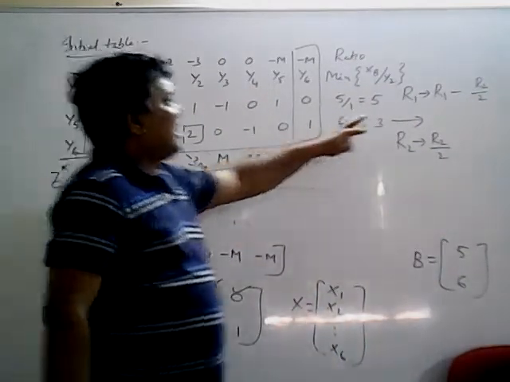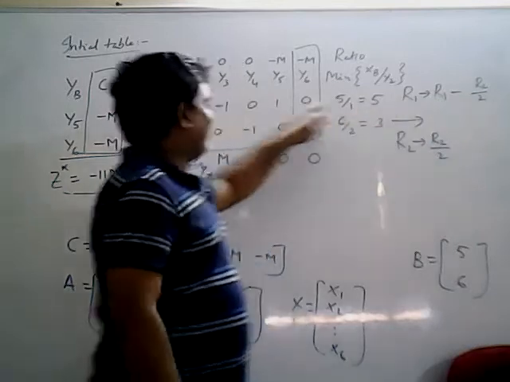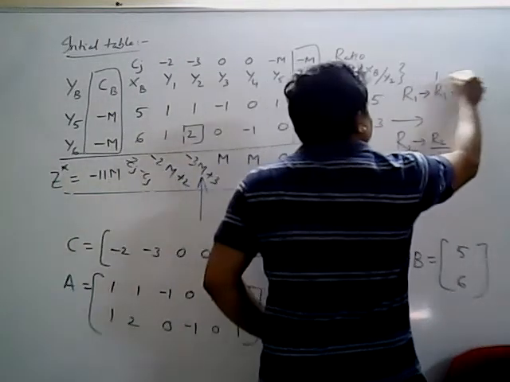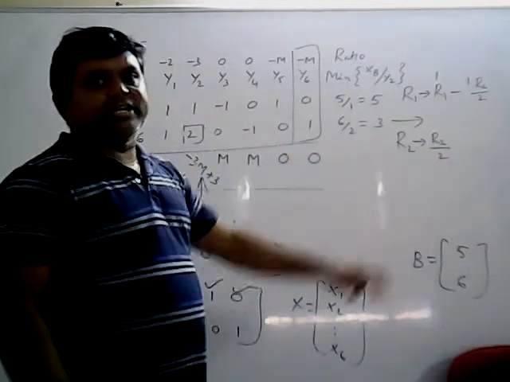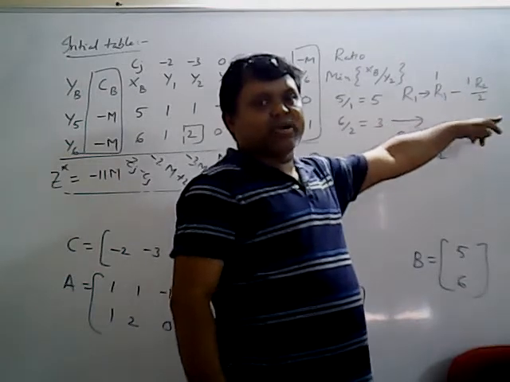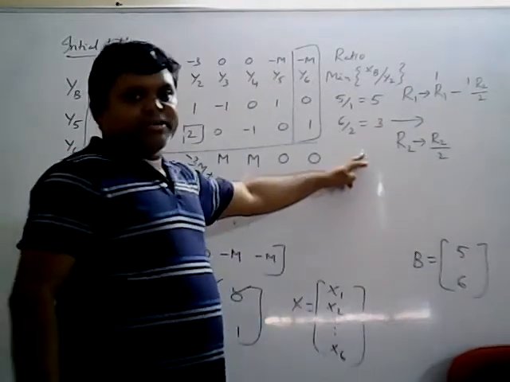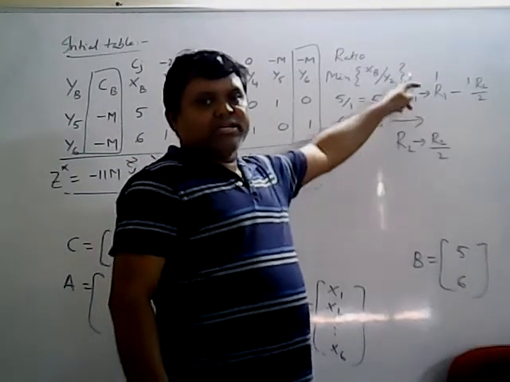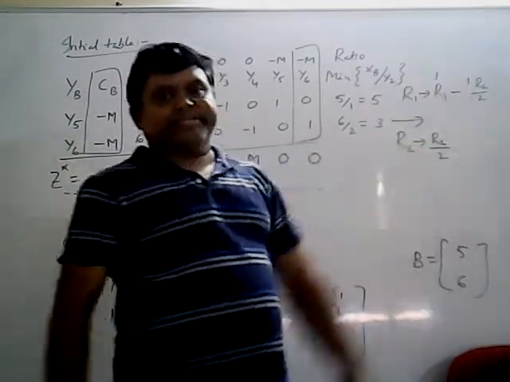Next, go for the R1 element. What is the R1 element in this particular column? 1. The R1 element is 1. That should be multiplied here. Multiplied here means you will get 1, because 1 into anything is that number only. That means what you will get? R1 minus R2 by 2. So these are the operations for the second term. The R2 formula is R2 by 2, and R1 is R1 minus R2 by 2.